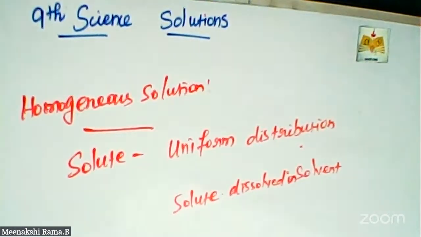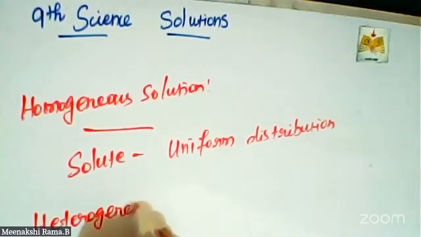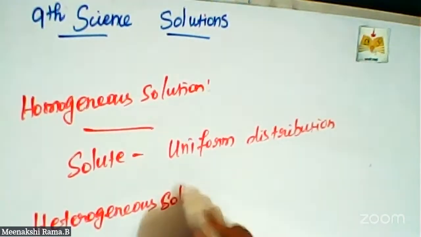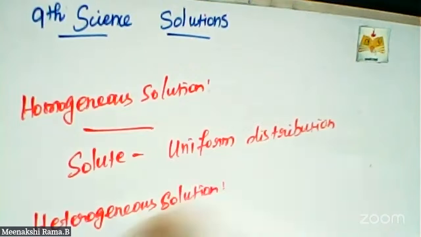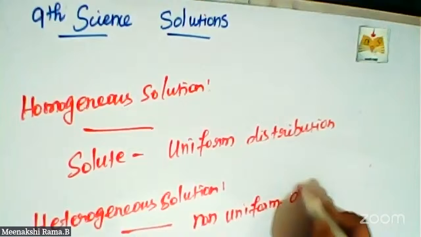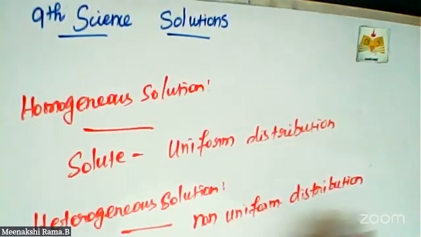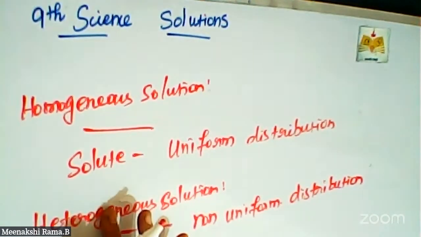Another one is heterogeneous solution. This is the opposite. Heterogeneous means in this solution, there is non-uniform composition of the properties throughout the solution. It is not uniform. So non-uniform distribution. This kind of solution is called heterogeneous.